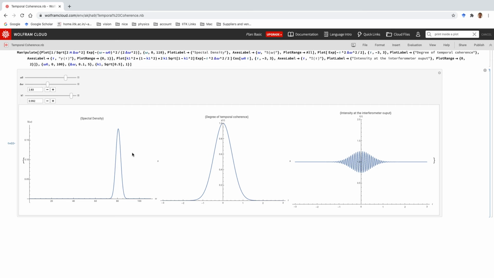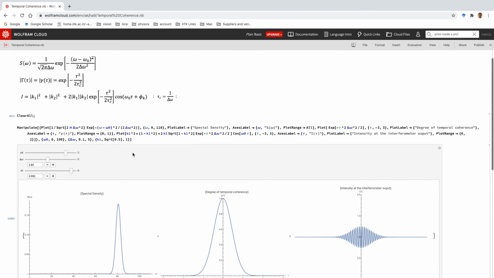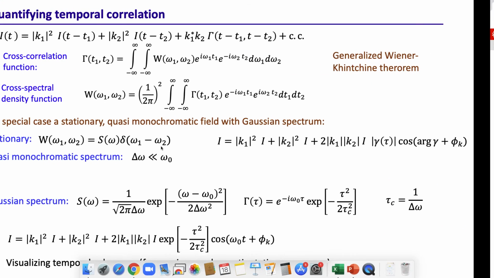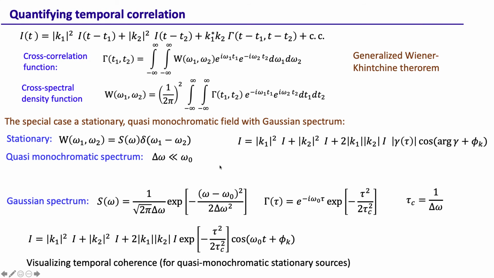Okay, so this is just for the intuitive understanding of these essential concepts involved with coherence. Now let's go back to the presentation. We now look at the concepts of coherence time and frequency bandwidth, which are very useful concepts in the context of stationary random processes.